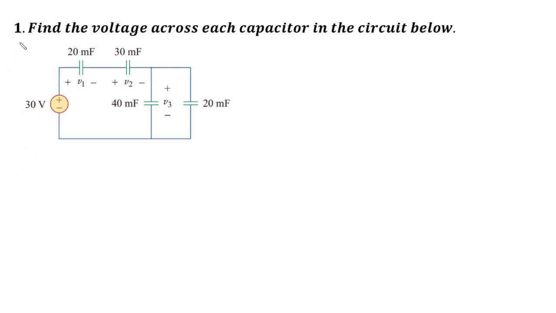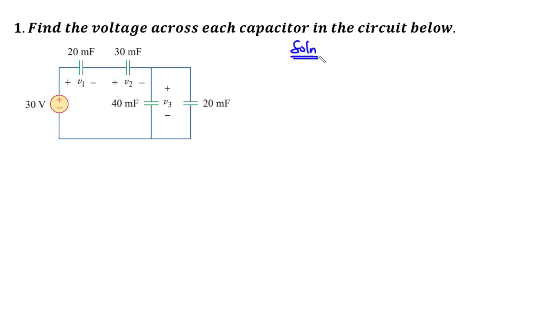So for example 1, find the voltage across each capacitor in the circuit below. Now in this circuit, we have a voltage source that is a 30 volt source, and then we have 4 capacitors connected in the circuit. Now we want to find the voltage across each of the capacitors in the circuit. So how do we solve this problem?